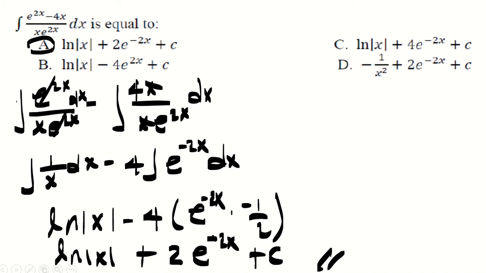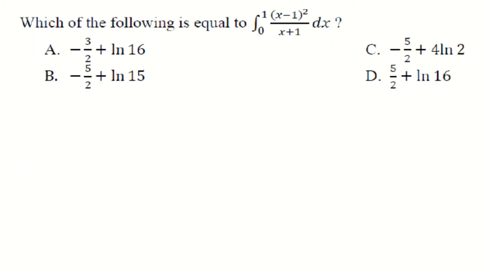Yeah. Next question. The next question: which one of the following is equal to the definite integral from 0 to 1 of (x minus 1) the whole squared over x plus 1 dx? What to do here? We cannot apply substitution directly. First we need to square the numerator and divide. So the numerator function, that means (x minus 1) the whole squared, is the same as x squared minus 2x plus 1. Then divide over x plus 1, which means we can divide it.